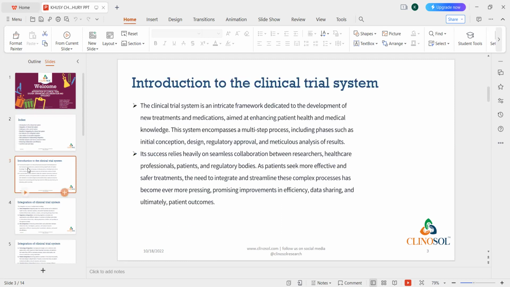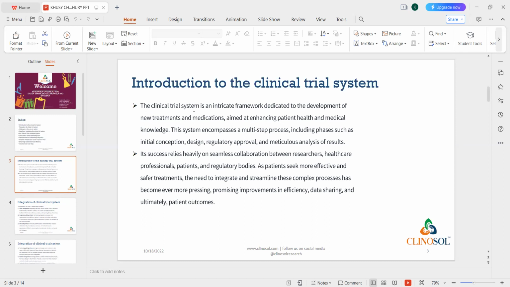Now coming to introduction to the clinical trials. The clinical trial system refers to the process by which new medical treatment, drug or intervention are tested in human subjects to determine their safety and efficacy. This system typically involves several phases, including preclinical studies, phase 1, phase 2, phase 3, and phase 4 trials, each with increasing number of participants and level of scrutiny, meaning careful examination.